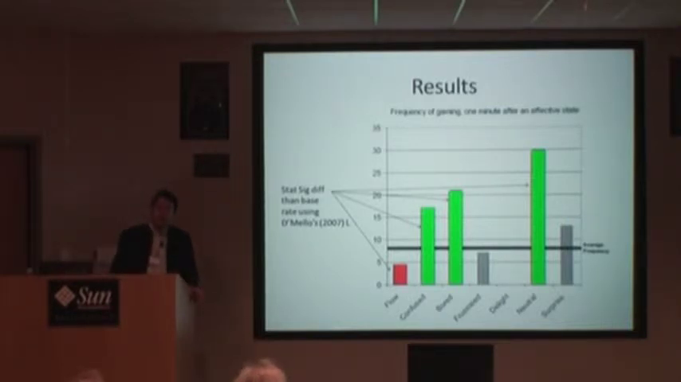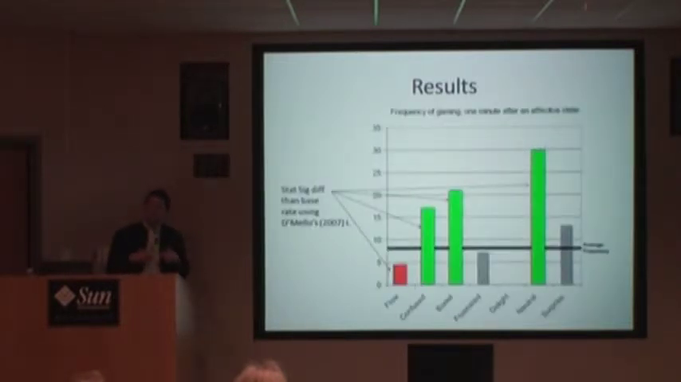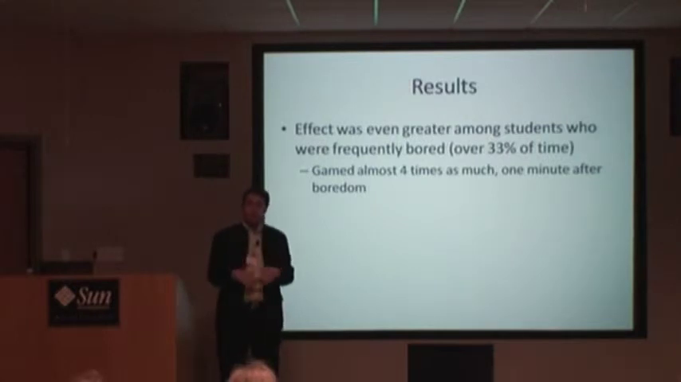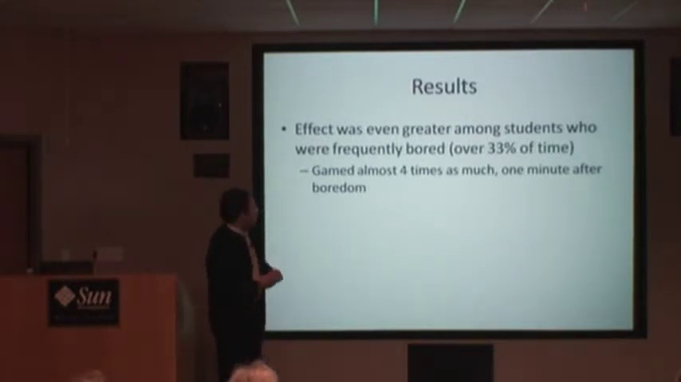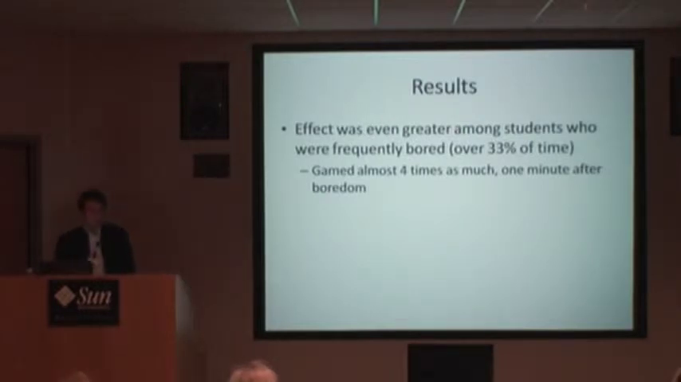Neutral tends to be a catch-all category where students just aren't being demonstrative about their affect. And what bleeds into neutral can often be different between cultures. So we haven't focused much on neutral. We focus on the ones where it's clear. Neutral is fairly rare. So in other words, a student who's confused or bored is significantly more likely to start gaming a minute from now. And this effect was even greater among students who were frequently bored. If you took the subset of students who were bored more than a third of the time, they gamed about four times as much after they were bored.